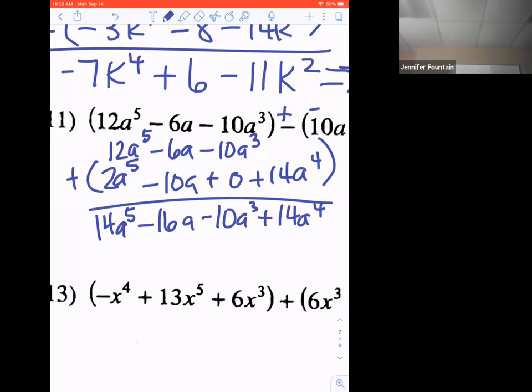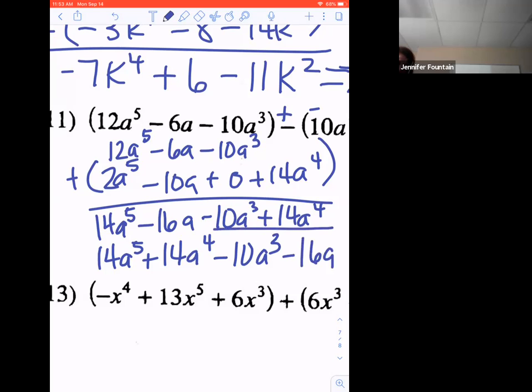Let's go ahead and put these in order. I need to start with my highest exponent. What's that going to be? 14a to the 5th. What needs to come next? Plus 14a to the 4th. Then what would come after that? Minus 10a cubed. And after that, excuse me, negative 16a. So that would be our final answer.